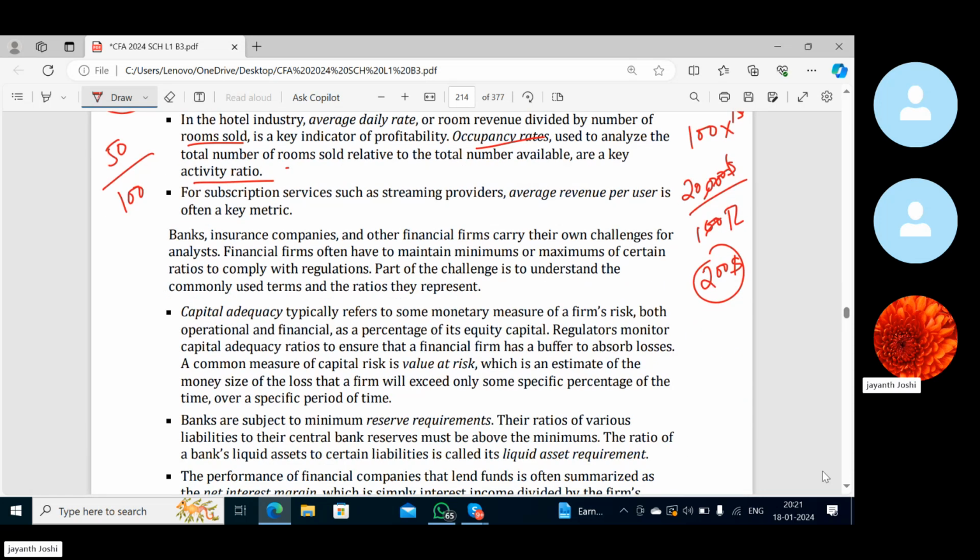For subscription services such as streaming providers like Amazon Prime and Netflix, average revenue per user is often a key metric. That means from one particular user, or mobile phone user, or a particular TV in a household, they see how many subscriptions they've got. Their revenue is solely dependent upon the number of people subscribing to their services, right? So let's say in a particular area there are some 100 households.